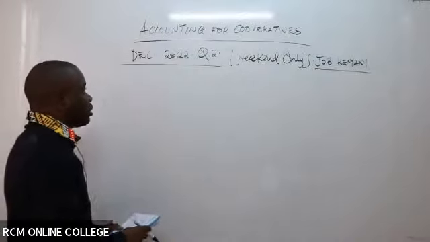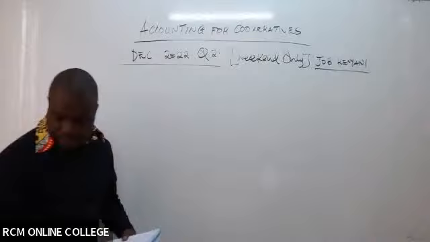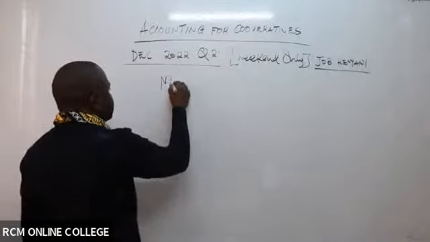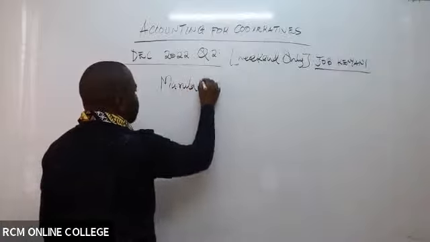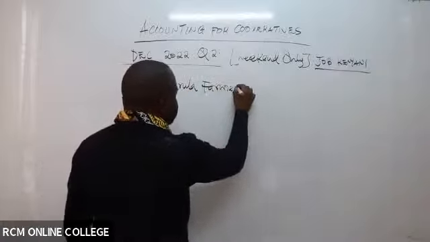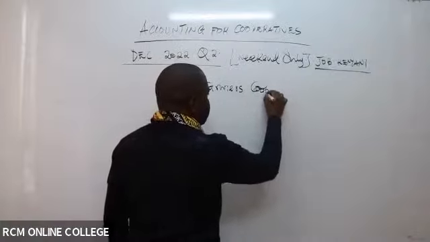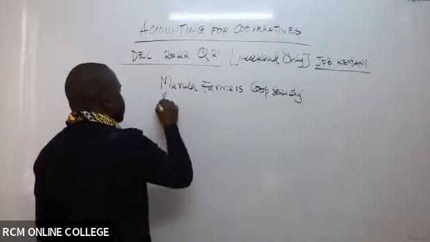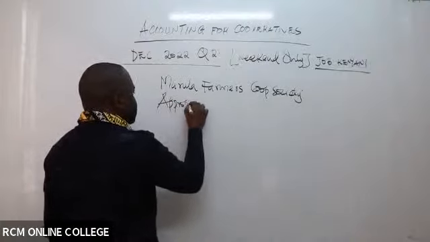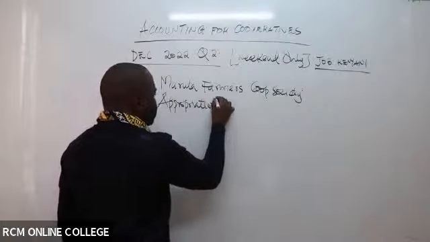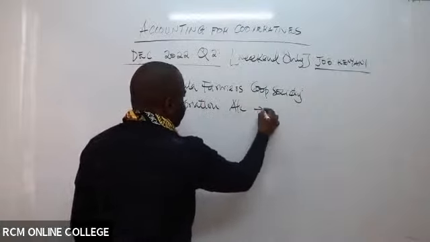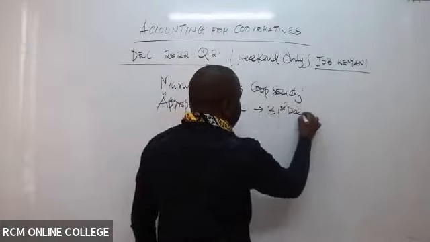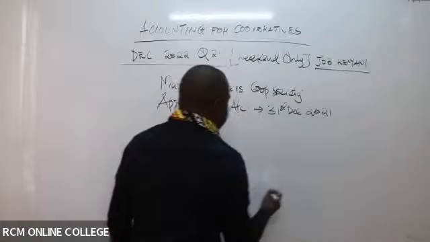So in this case, the appropriation account. Is it Wakulima or is it Marula Farmers Cooperative? Marula Farmers Coop Society appropriation account, for the year ended 31st of December 2021.